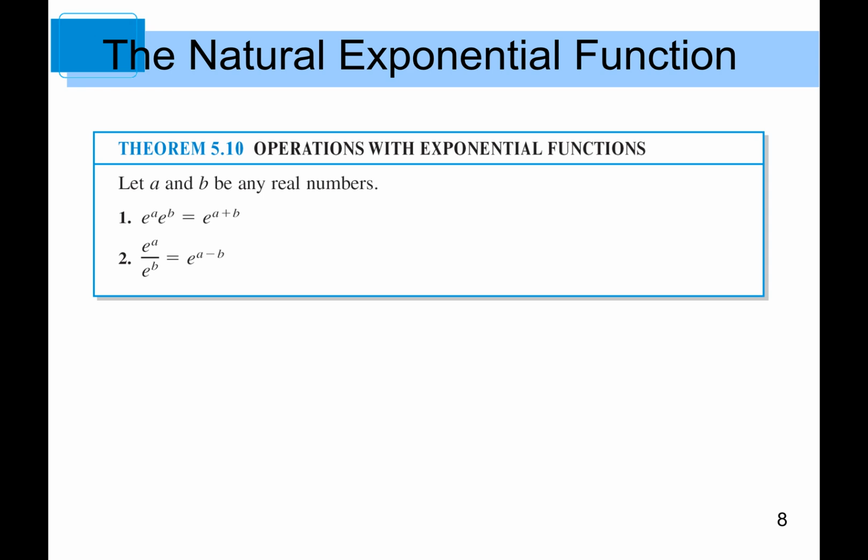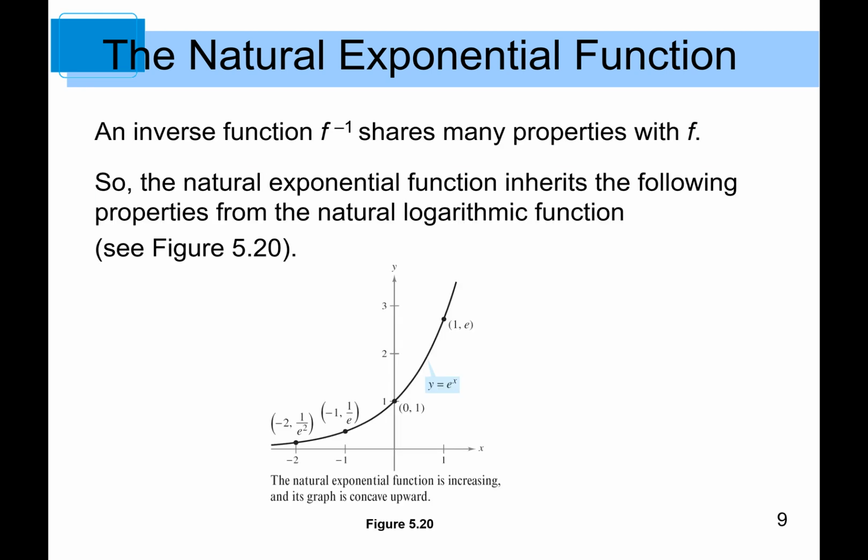Let's review a couple properties of exponential functions. Let a and b be any real numbers. When you multiply two exponentials with the same base e, you add the exponents, so the result becomes e to the a plus b. When you divide two exponentials, e to the a divided by e to the b, you keep the base e and subtract the exponents, using a minus b. Just a couple properties we use a lot in pre-calculus.